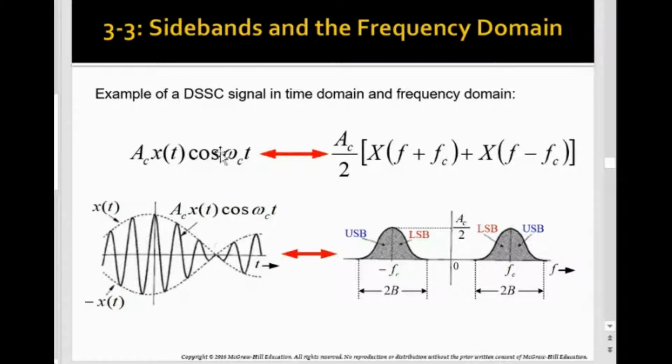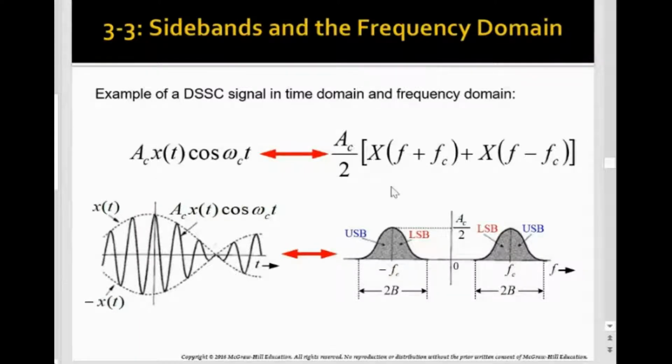This omega c t, let's say, is the carrier frequency, which has a much higher frequency compared to my modulating signal. And assuming the whole signal has an amplitude of Ac, if I convert this to frequency domain, I get the Fourier transform of this. My amplitude becomes half, Ac becomes Ac over 2. Then my x(t) becomes X(f plus fc) and another X(f minus fc).